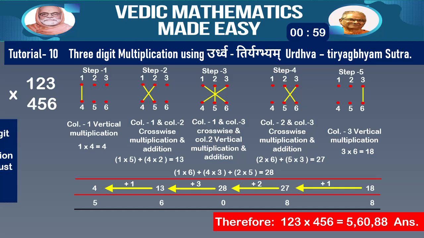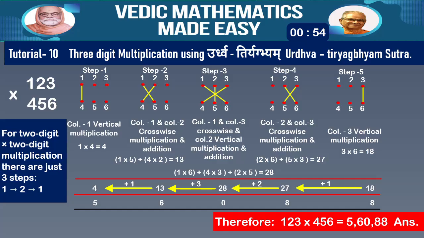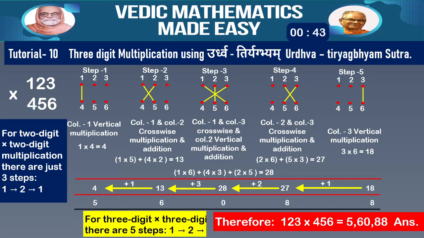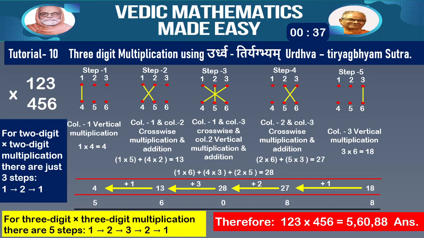answer. Friends, note, for 2 by 2 digits multiplication, there were 3 steps. You can remember these 3 steps as 1, 2, 1. But for 3 by 3 digits multiplication, there are 5 steps. You can remember these 5 steps as 1, 2, 3, 2 and 1. Hope the process of 3 by 3 digit multiplication is clear to you.